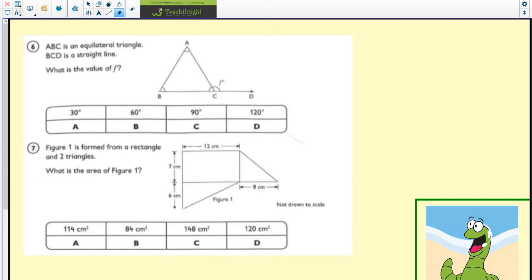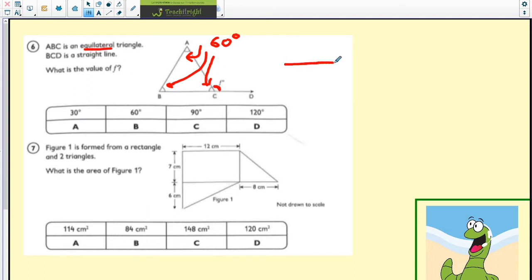Right. ABC is an equilateral triangle. BCD is a straight line. What is the value of F? So F is just this one here. So an equilateral triangle, you need to know some facts about it. All the angles in a triangle add up to 180, and all of these angles are the same. There's only one number that you can add 3 times to get 180, and that's 60. So all of these angles are 60 degrees because it's an equilateral triangle.